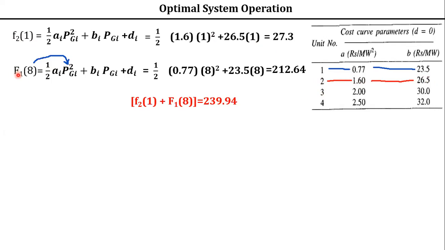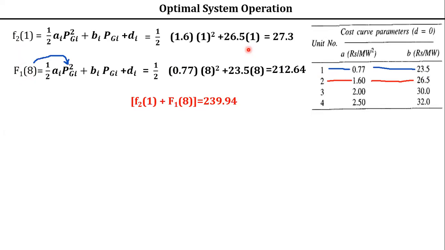And when you come to capital F1 of 8, this is unit 1. You focus on this number. This is unit 1, where the A coefficient is 0.77 and the B coefficient is 23.5. These are the given values. So that's why your AI, BI values are different for small f and capital F. Why is it different? Because you see the unit here is the second unit and here the unit is the first unit, so the corresponding values we have to take. Hope you understood this one.